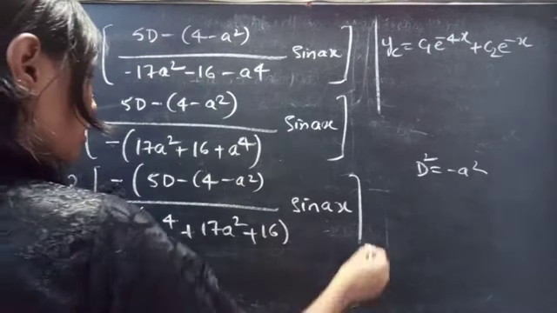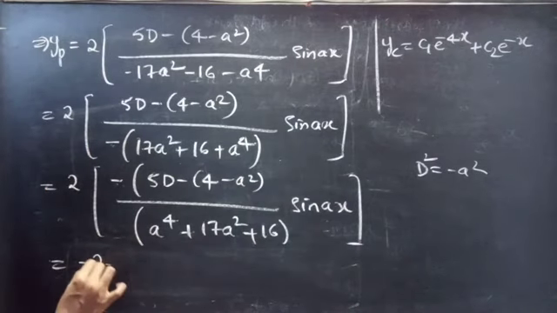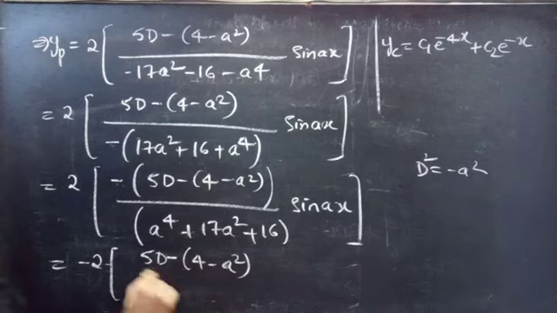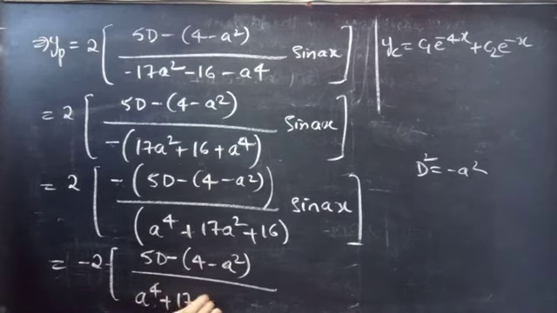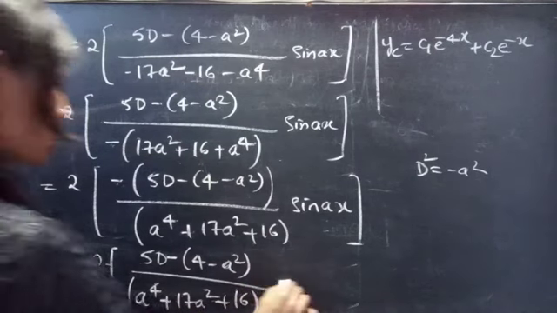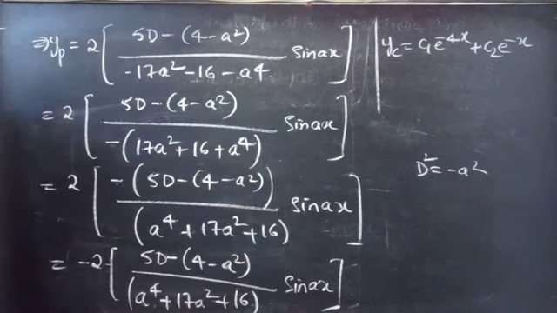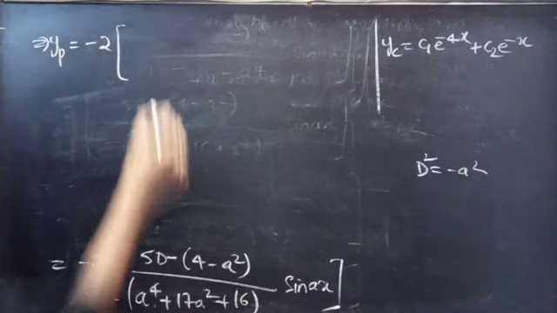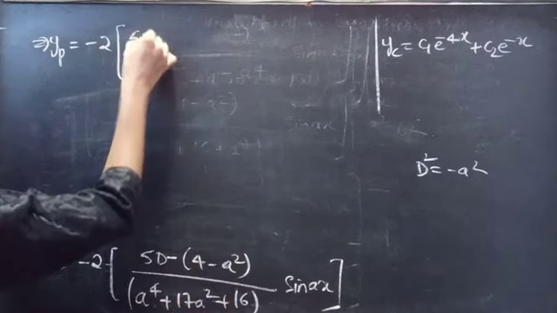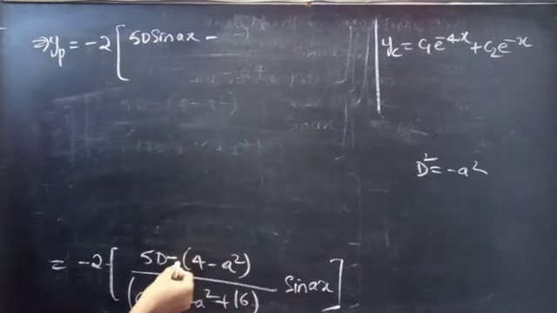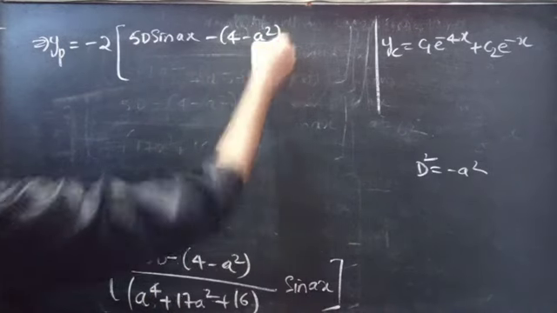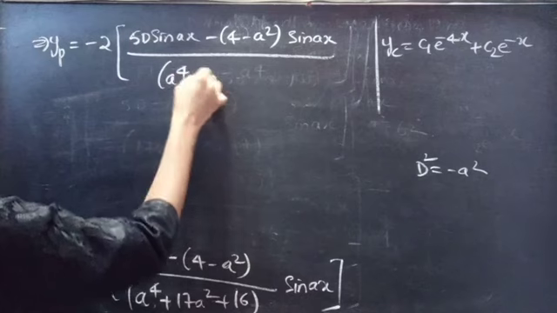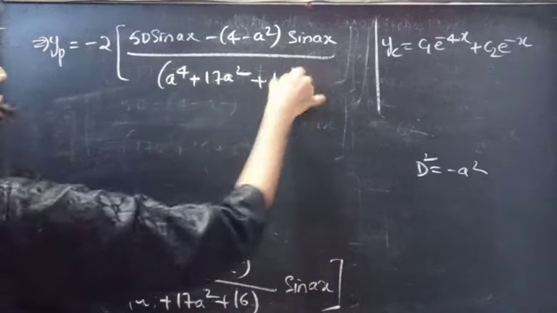This is how it comes. Now, bring this minus outside the bracket, you'll get minus 2 into 5d minus 4 minus a square by a power 4 plus 17a square plus 16 into sine ax. This becomes minus 2 into 5d into sine ax minus 4 minus a square into sine ax by the denominator part a power 4 plus 17a square plus 16.